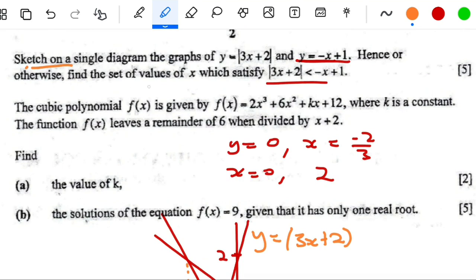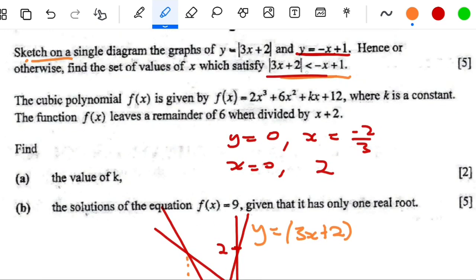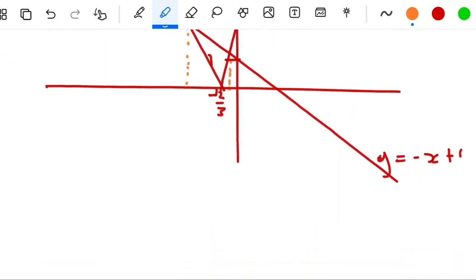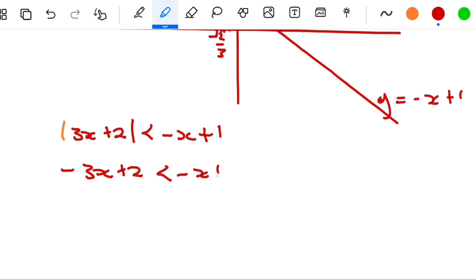Now we need to find the set of values which satisfy this inequality. In other words, we need to solve it. There are two ways of doing this. The first one is to separate it. It is given as modulus of 3x plus 2 less than negative x plus 1. I can separate this and say negative 3x minus 2 less than negative x plus 1.